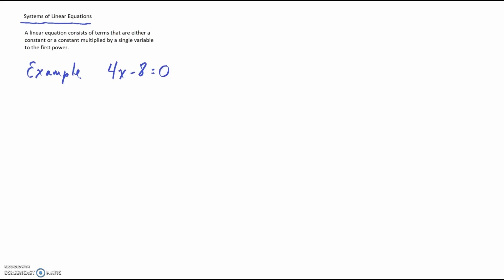All right, so in studying systems of linear equations, we are going to first talk about what a linear equation is, how to graph them, and then what finding the solution to a system of linear equations actually means. So a linear equation consists of terms that are either a constant or a constant multiplied by a single variable to the first power. An example of that in general form is ax plus b equals 0.